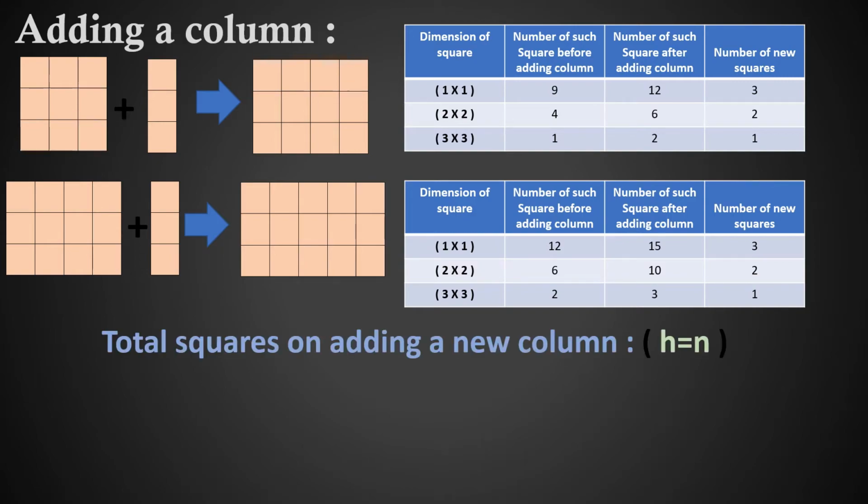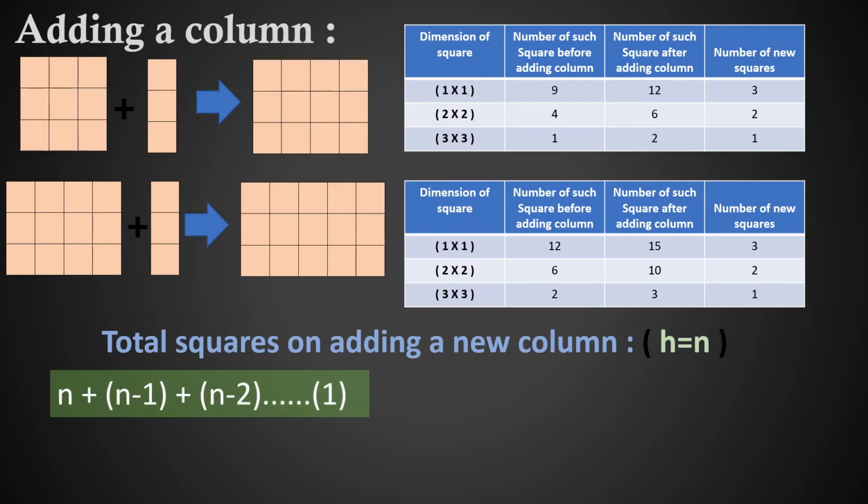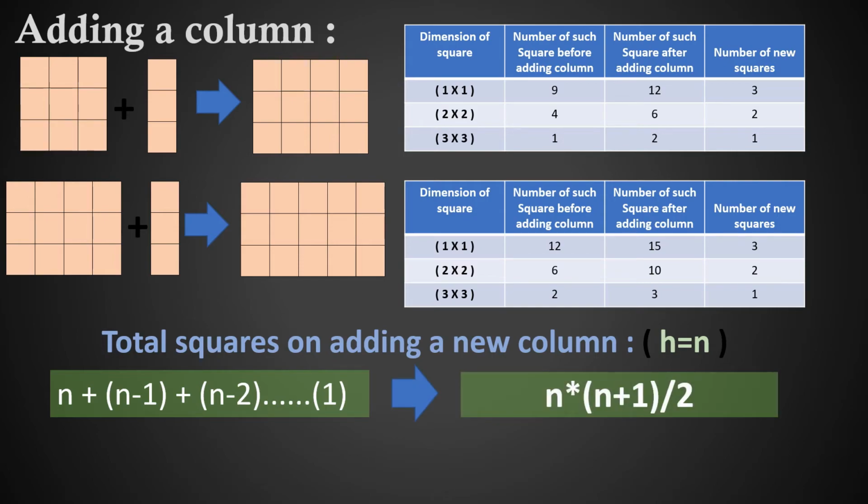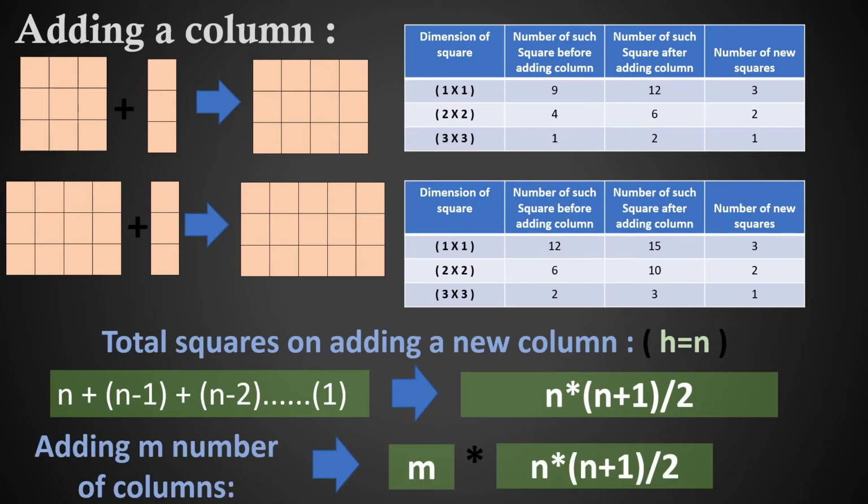Total squares on adding a new column of height n is n plus n minus 1 plus n minus 2 up to 1. This can be stated as follows. Also, if we add m such columns, then the number of added squares becomes m multiplied by the number of squares on adding one column.